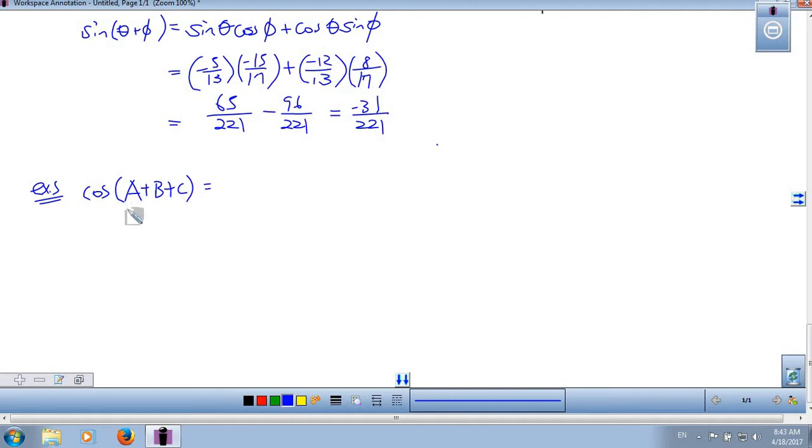Well, first you can view this as cosine of A plus B, plus C. You view A plus B as one angle, and then you can go ahead and expand this out.